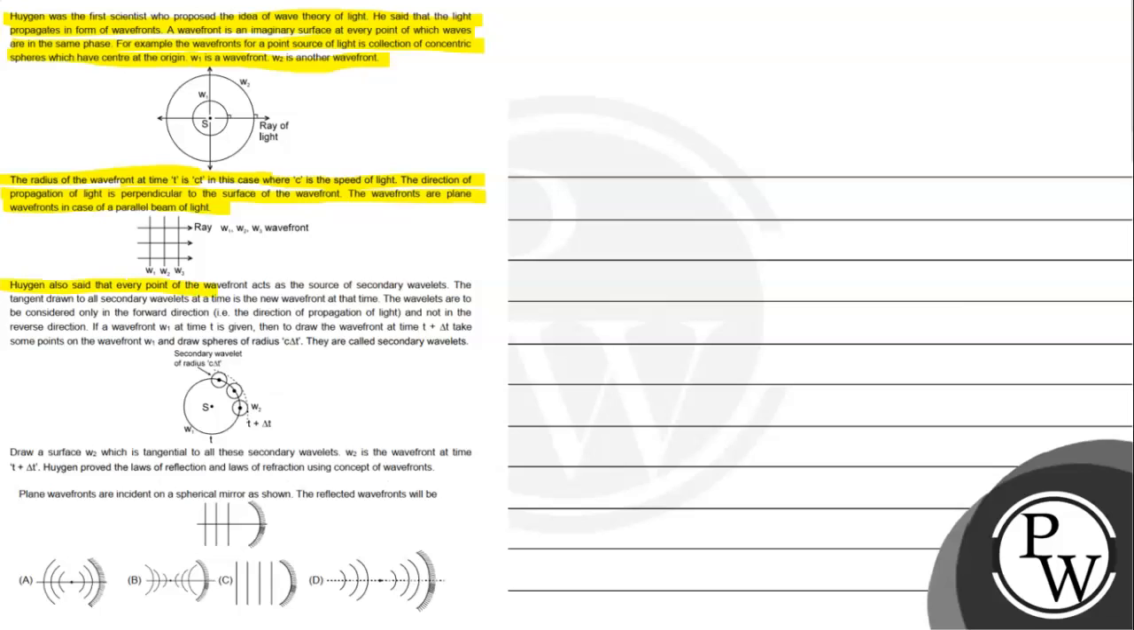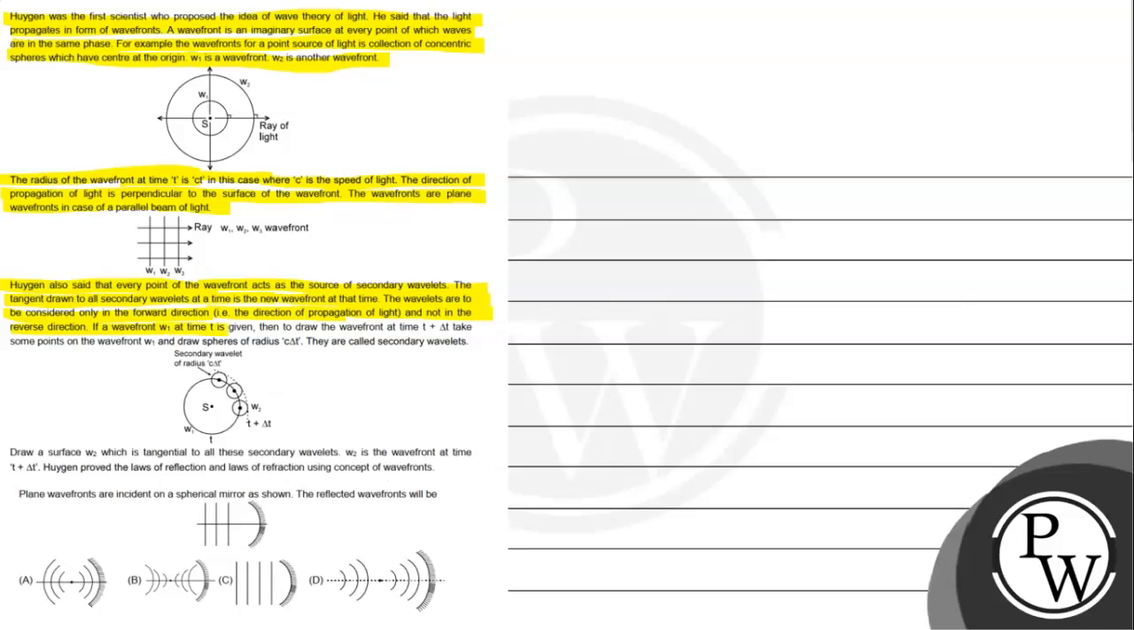Huygens also said that every point of the wavefront acts as a source of secondary wavelets. The tangent drawn to all secondary wavelets at a time is the new wavefront at that time. The wavelets are to be considered only in the forward direction, that is the direction of propagation of light, and not in the reverse direction.